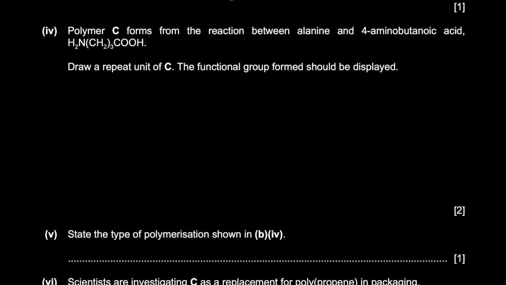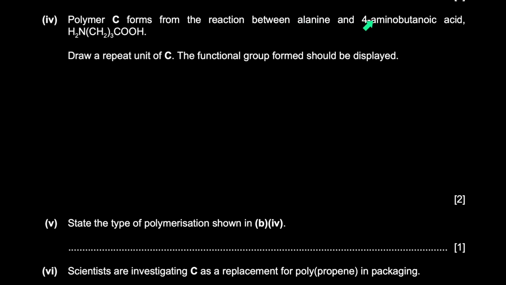Polymer C forms from the reaction between alanine and 4-aminobutanoic acid. Draw a repeat unit of C. The functional group formed should be displayed. So what you have over here is an NH2 that has 3 CH2s, and then you have a CO2H. That's one of the monomers, 4-aminobutanoic acid. And alanine over here is this: CCH3, then an H, then a CO2H, and an NH2.